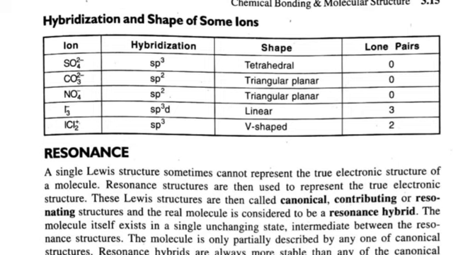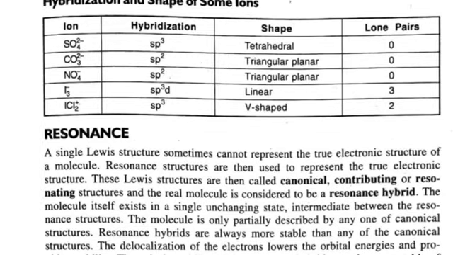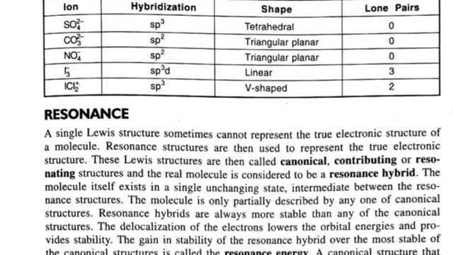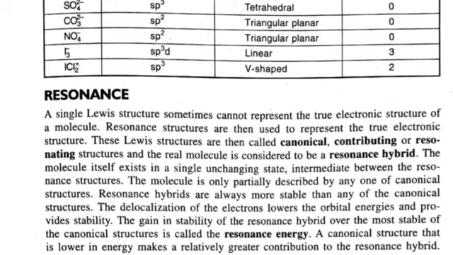The resonance hybrid is always more stable than any of the canonical structures. The delocalization of the electrons lowers the orbital's energy and provides stability. The gain in stability of the resonance hybrid over the most stable of the canonical structures is called resonating energy or resonance energy. A canonical structure that is lower in energy makes a relatively greater contribution to the resonance hybrid.